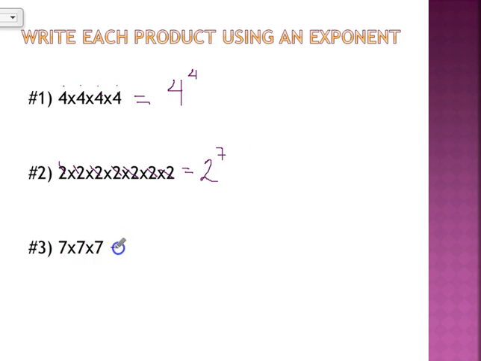Number 3, what would that be? How can we rewrite that using an exponent? The base is 7, we're multiplying 7 times itself 3 times, so the exponent would be 3. Okay, I'm going to go into the next slide now, so if you need more time here, go ahead and click pause.